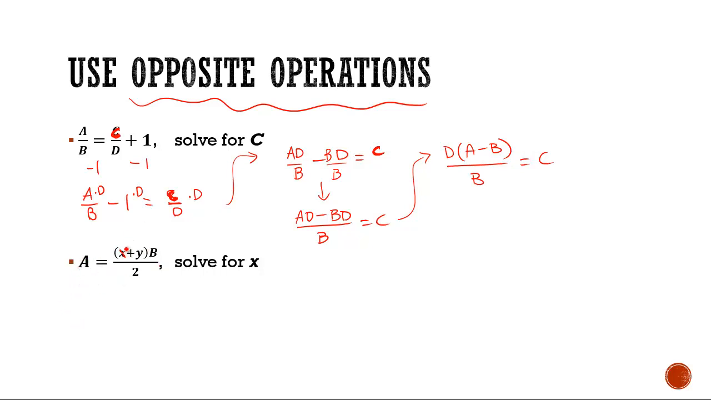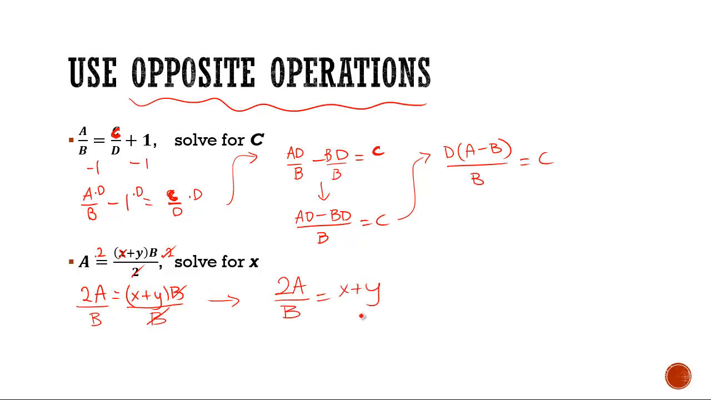Here, x is trapped in some more operations. We've got x plus y, all times b, and then all divided by 2. So the last thing that was done was division by 2, so we want multiplication by 2. So we'll have 2a is equal to x plus y times b, because the 2 now is gone. But we want x alone, so we've got bracket times b, so we want division by b to eliminate the b, leaving us with 2a over b is equal to x plus y.